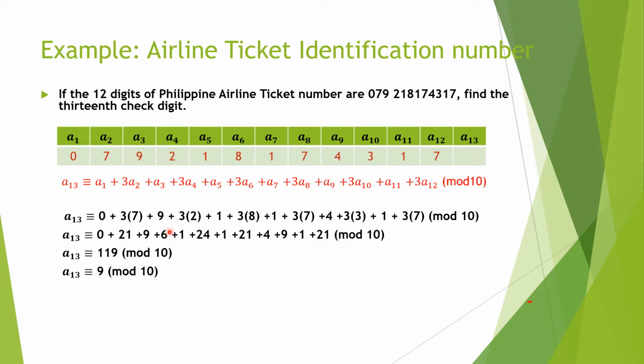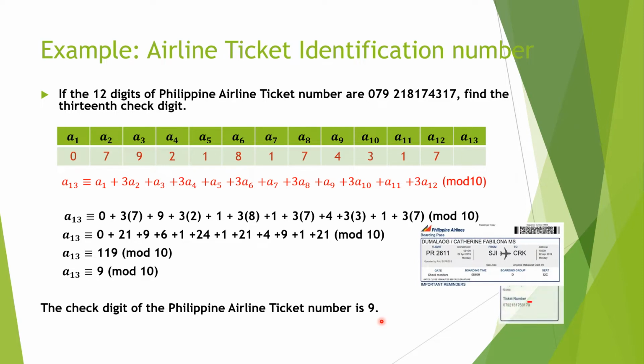Then add the values. So we have A13 is congruent to 119 modulo 10. So 119 modulo 10 is 9 modulo 10. If we divide 119 by 10, we have a remainder of 9. So our A13 is 9. Therefore, the check digit of the Philippine airline ticket number is 9. So the remainder of the given value is our check digit.